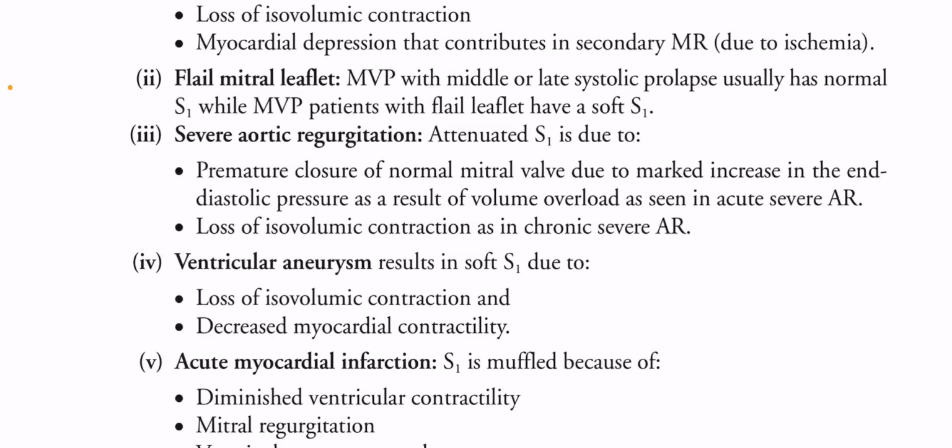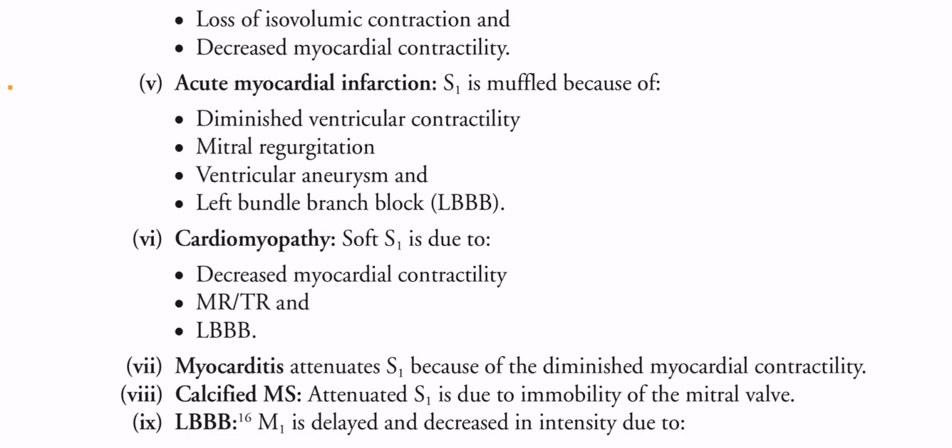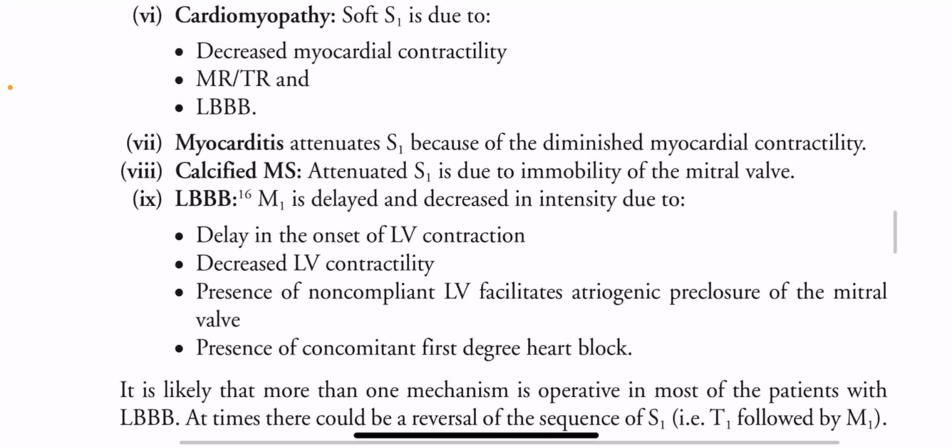Ventricular aneurysm results in a soft first heart sound due to loss of isovolumic contraction and decreased myocardial contractility. Acute myocardial infarction: the first heart sound is muffled because of diminished ventricular contractility, mitral regurgitation, ventricular aneurysm, and left bundle branch block. Cardiomyopathy: soft first heart sound is due to decreased myocardial contractility, MR, TR, and LBBB. Myocarditis attenuates the first heart sound because of diminished myocardial contractility.